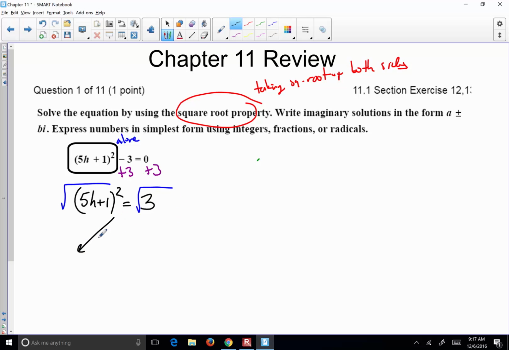and here is the most common mistake. You say these two cancel each other, as 5h plus 1. You only set it into positive square root. You don't do anything else. And then we solve for this, subtracting 1 from both sides. We get 5h as root 3 minus 1.